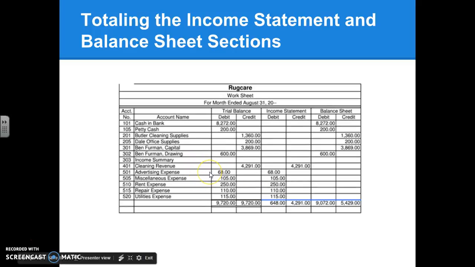All right, so now we have to total the income statement and balance sheet sections. If we total the income statement, we see these numbers here do not equal. We also see the same thing happening on the balance sheet. But the key to proving this is to make sure that the difference between the two income statement columns equals the difference between the two balance sheet columns.